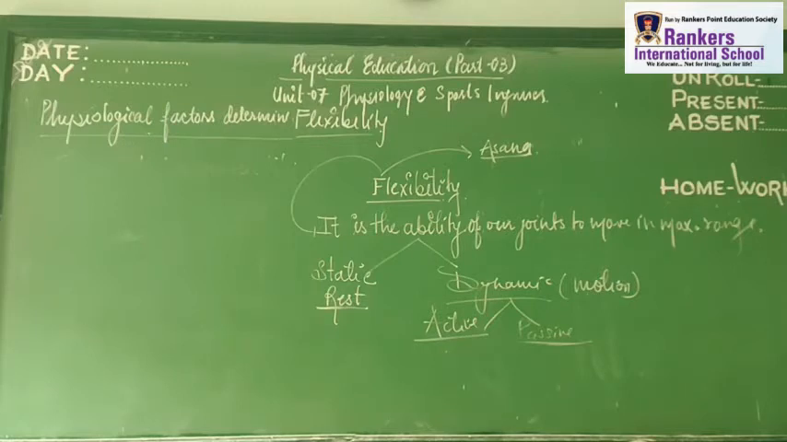Active flexibility means an individual is able to perform various exercises without the help of an external partner. But if an individual needs help, like in stretching, so it requires a partner, that is called passive flexibility. Now what are we going to learn? We are going to know what are the physiological factors which determine flexibility.